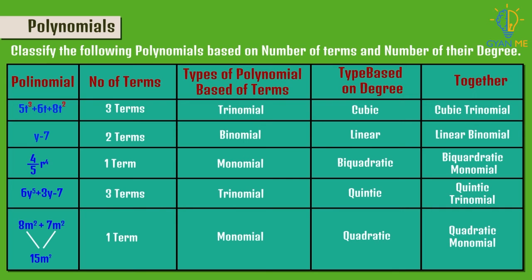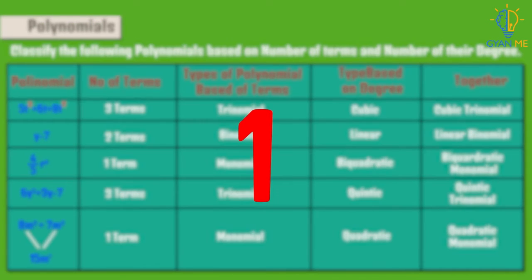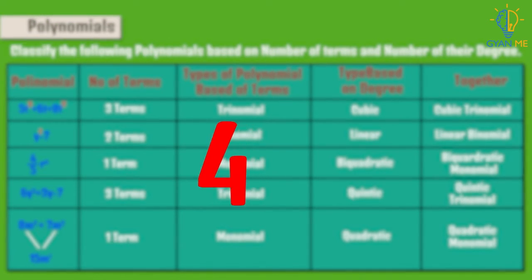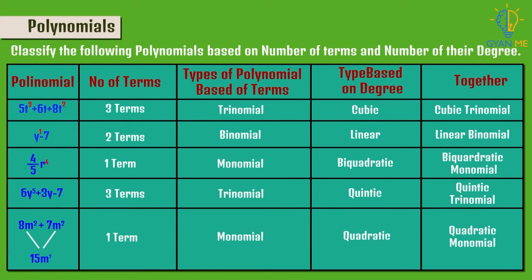In our second example, there are 2 terms, so it is a binomial, while the highest degree of variable is 1, so it is a linear polynomial. Together it is called a linear binomial. In our third example, there is 1 term, so it is a monomial, while the highest degree of variable is 4, so it is a biquadratic or quartic polynomial. Together it is called a biquadratic monomial or quartic monomial.